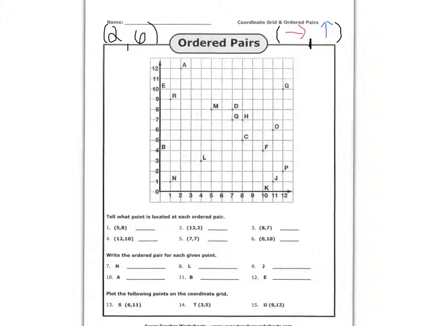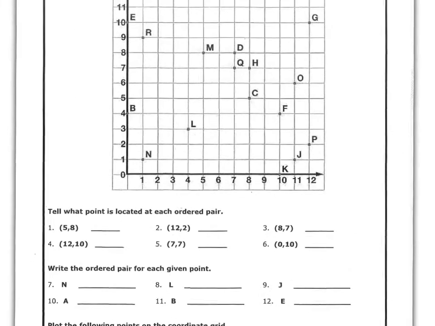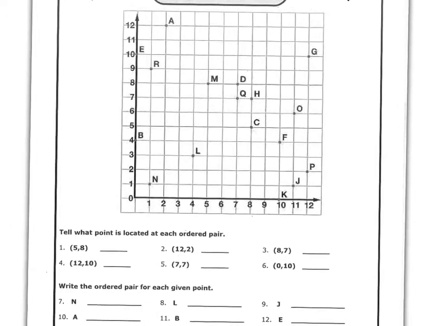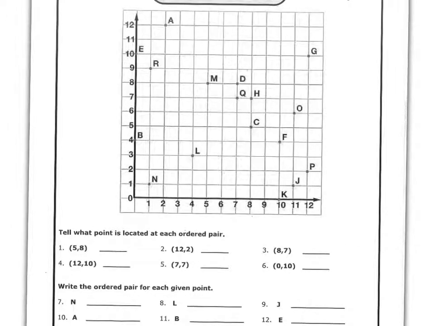Okay, so looking at number 1 here together, it tells us what point is located at each ordered pair. So remember, going over to my friend's house and upstairs to play. So this tells me that I'm going.